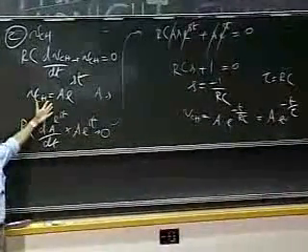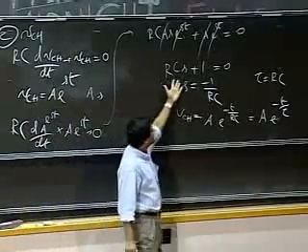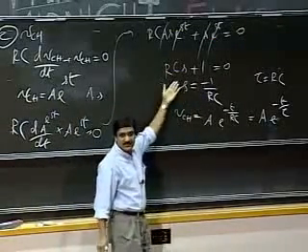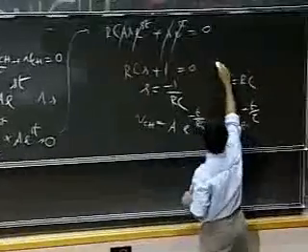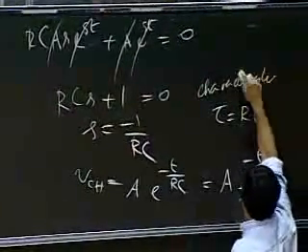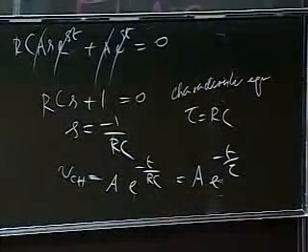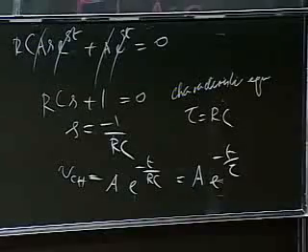I assumed the solution of the form A e to the st. Okay? I created this equation here in S. Okay, this is called the characteristic equation for that circuit. Okay, we'll see this time and time again for RC and other forms of circuits.